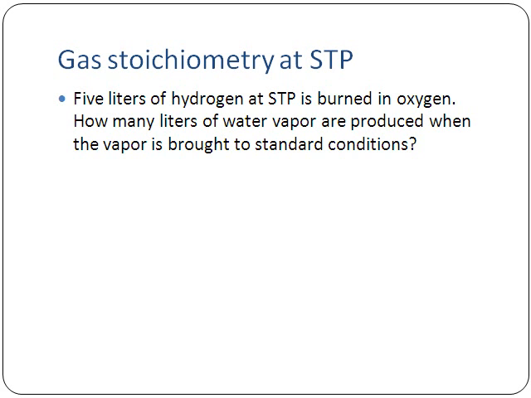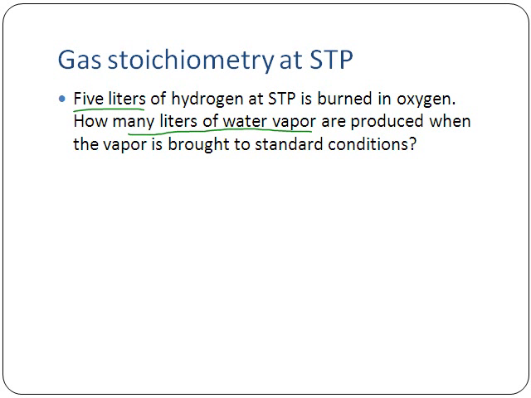So another problem here. 5 liters of hydrogen at STP is burned in oxygen. The question is, how many liters of water vapor are produced when the vapor is brought to standard conditions? In this case, we know that we start off with 5 liters of hydrogen. We're burning it in oxygen, and we're asking how many liters of water vapor.